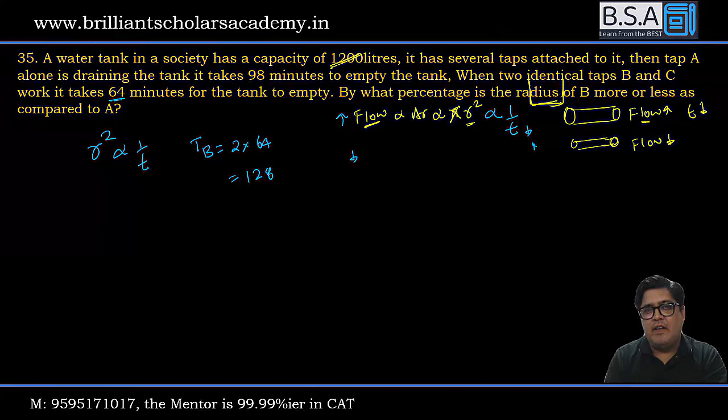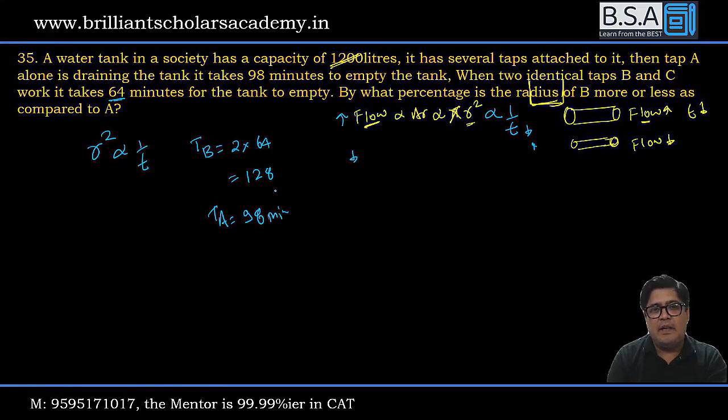If I imagine you and your friend have equal speeds and you get a job done in 10 hours, both of you, then individually you will take 20 hours. Pipe B and C are identical and together they complete the task in 64 minutes. So a single pipe should be able to do it in 128 minutes. Now what is the time taken by pipe A to complete the task?